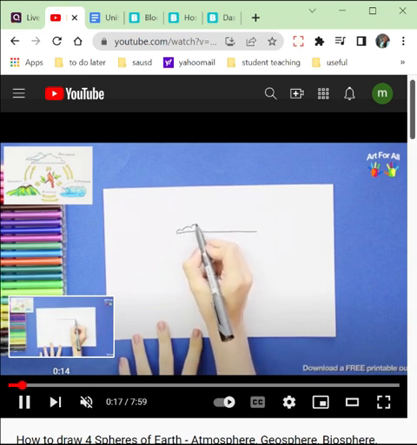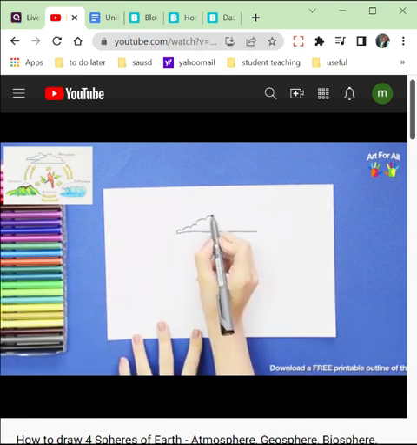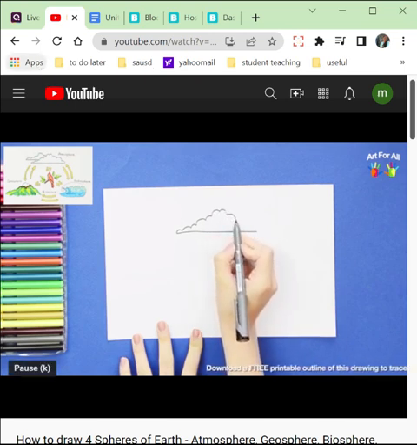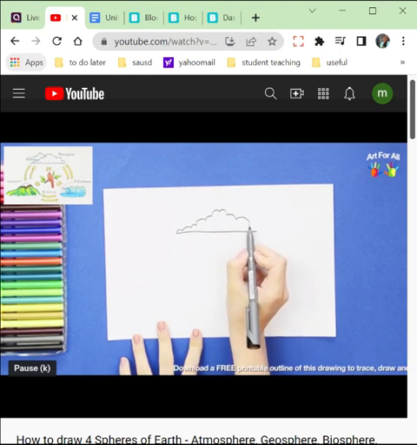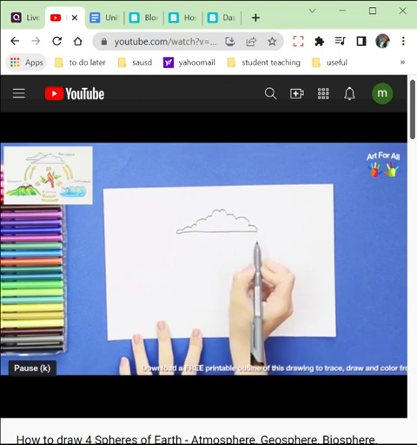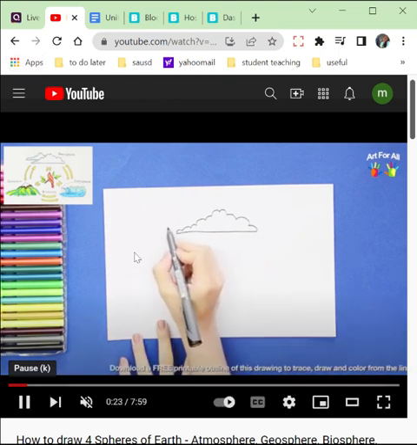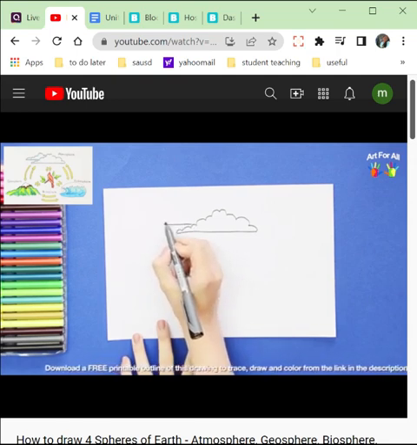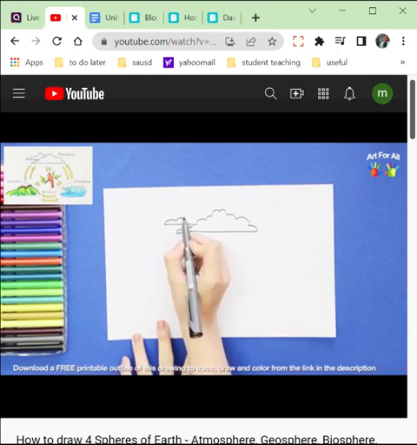So first off, we're going to be drawing a cloud to represent the atmosphere. So that's the recent documentary that we just watched with all the videos. So atmosphere is everything that's in our air. We'll draw first and then we'll take some notes later.